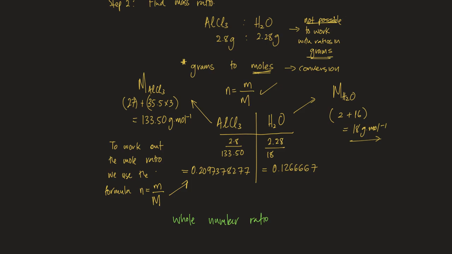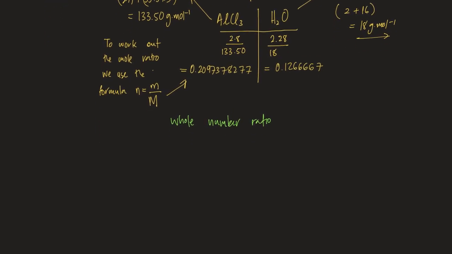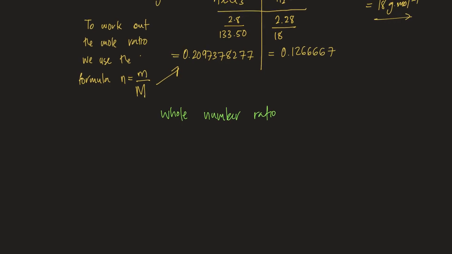So what we're doing here is step 3. There's step 2, and now we're busy with step 3. Now to find the whole number ratio, you've done this before. We must divide by the smallest ratio. So I must divide both sides by the smallest ratio.